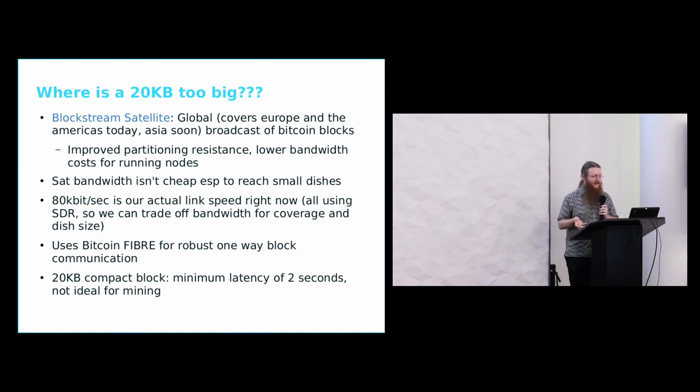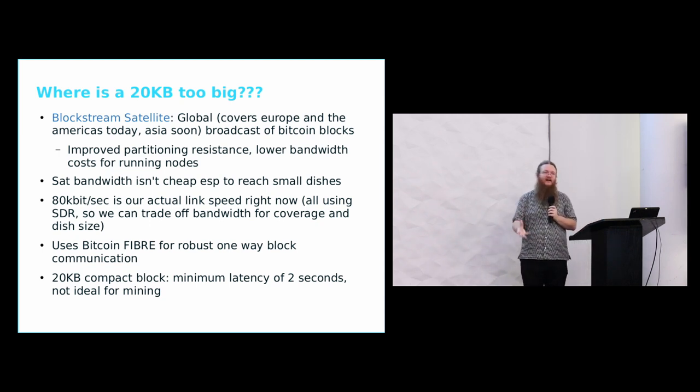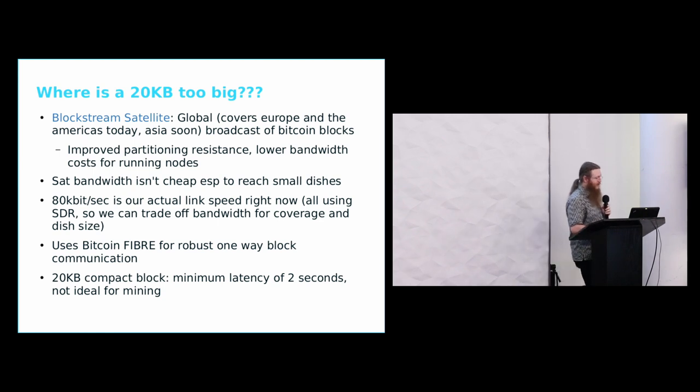On Blockstream satellite today, the link speed is very slow, 80 kilobits a second, which is well more than enough to stay in sync with the Bitcoin network. And we use software-defined radio, so we can actually increase or decrease the bandwidth with some trade-offs in coverage area. Blockstream satellite uses Bitcoin fiber for robust one-way communication, perfectly adapted for it. But this 20 kilobyte compact block means that it takes a minimum of 2 seconds to send a block across it, which isn't particularly attractive for mining. You could mine over it, but it's not particularly good. So we'd like to reduce that.